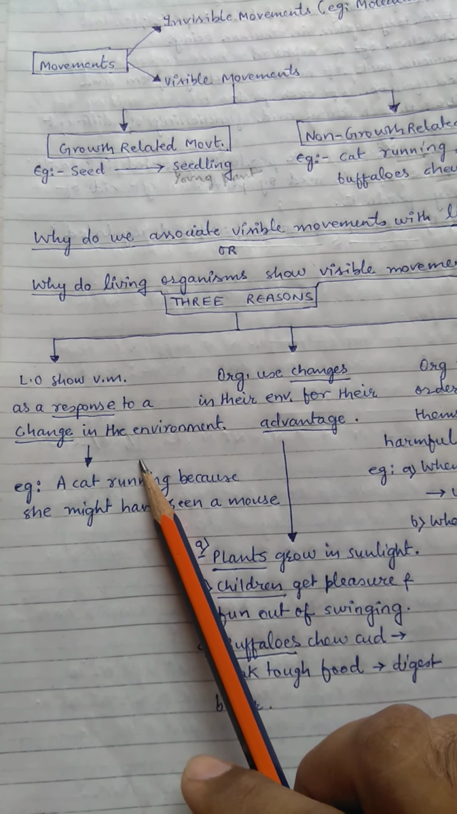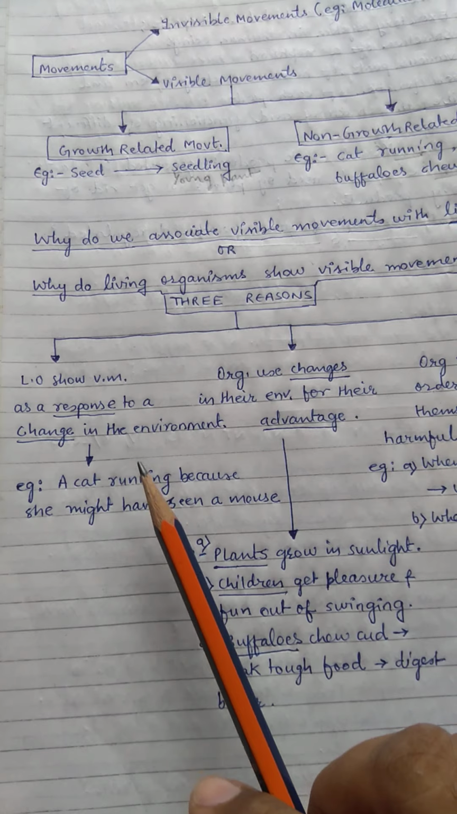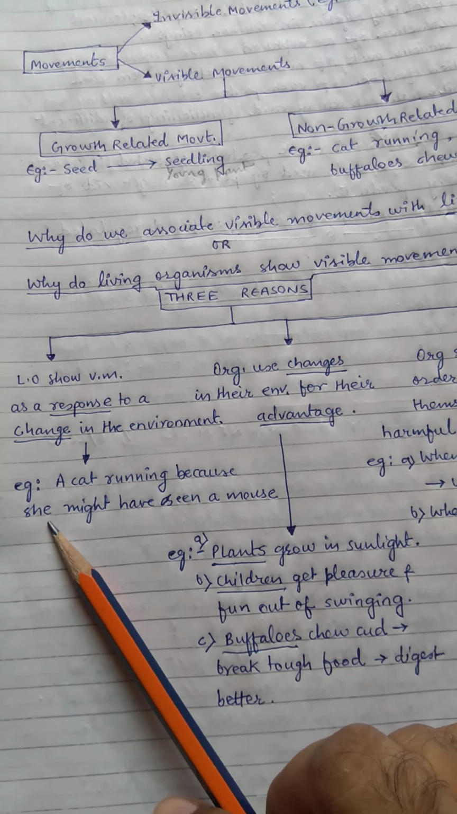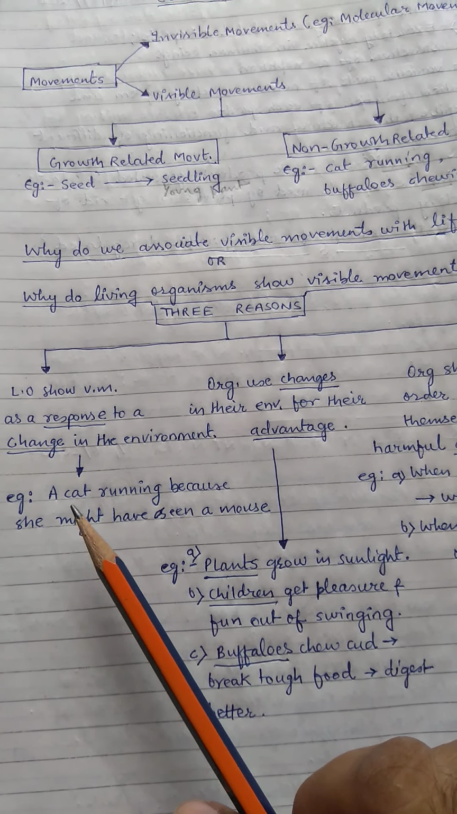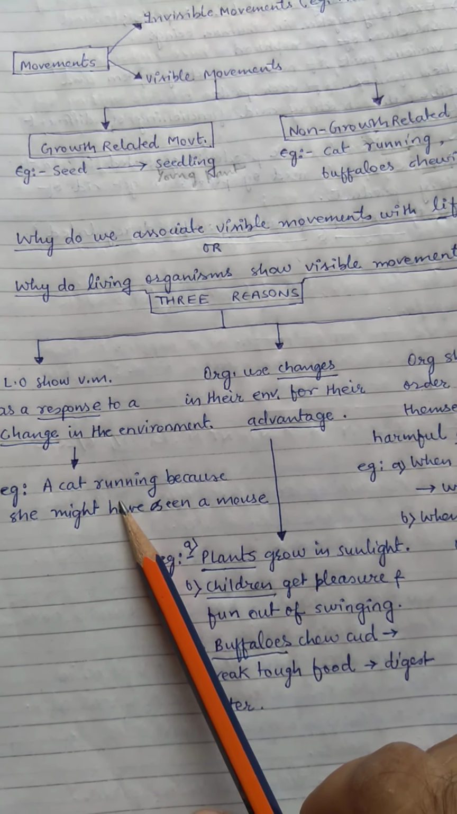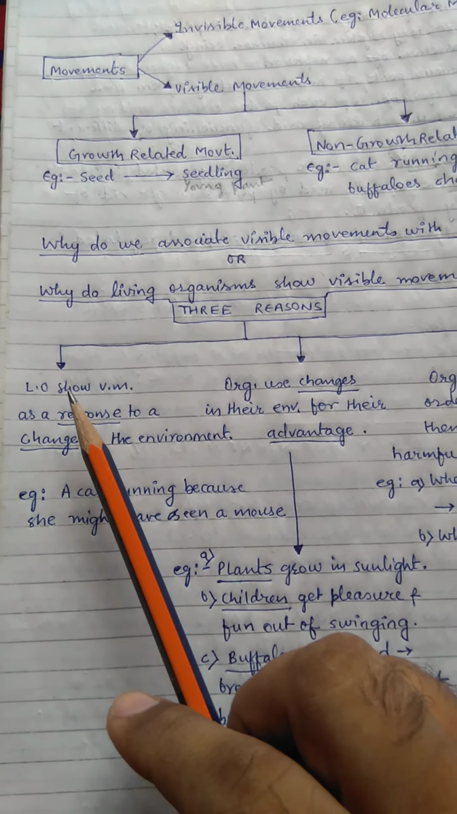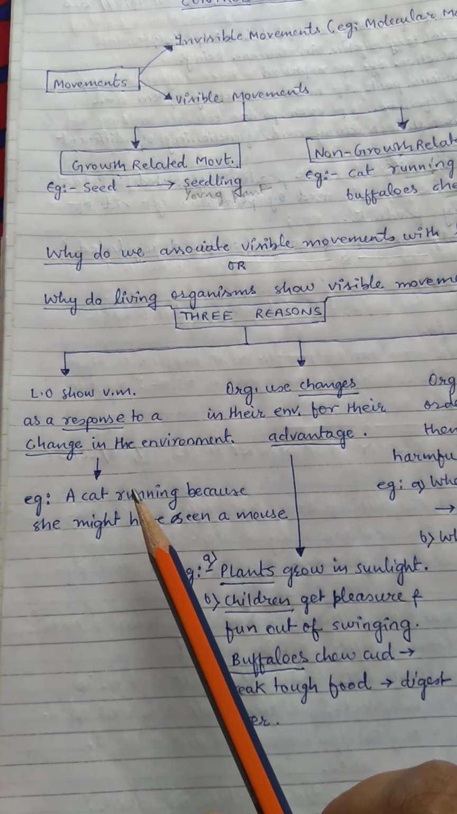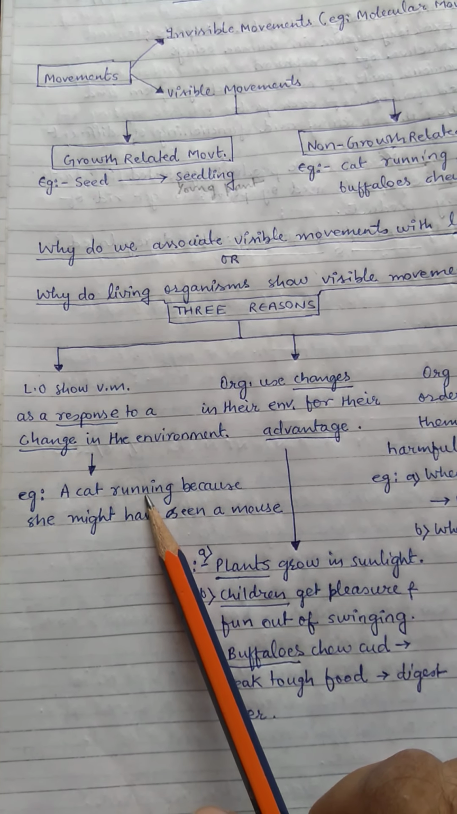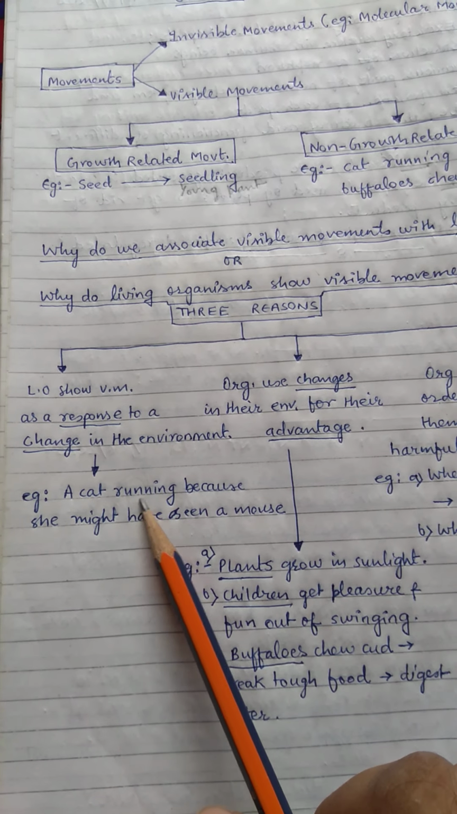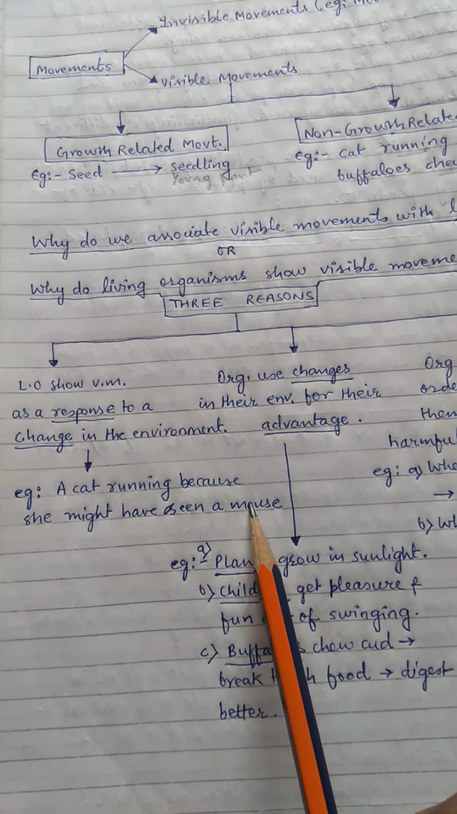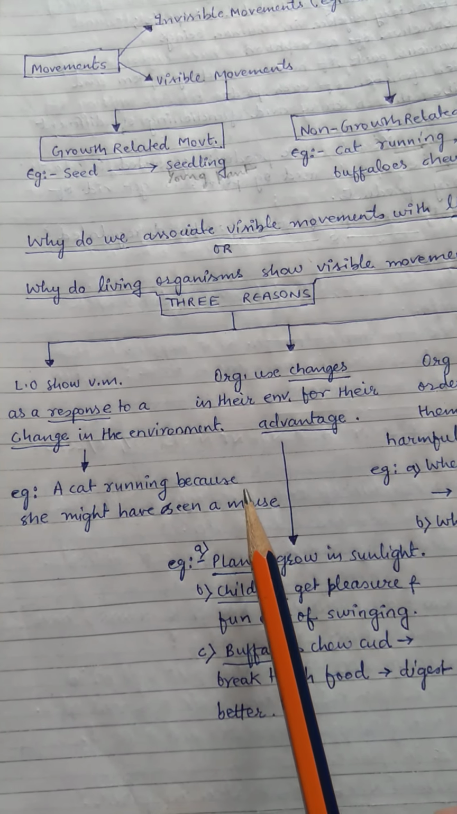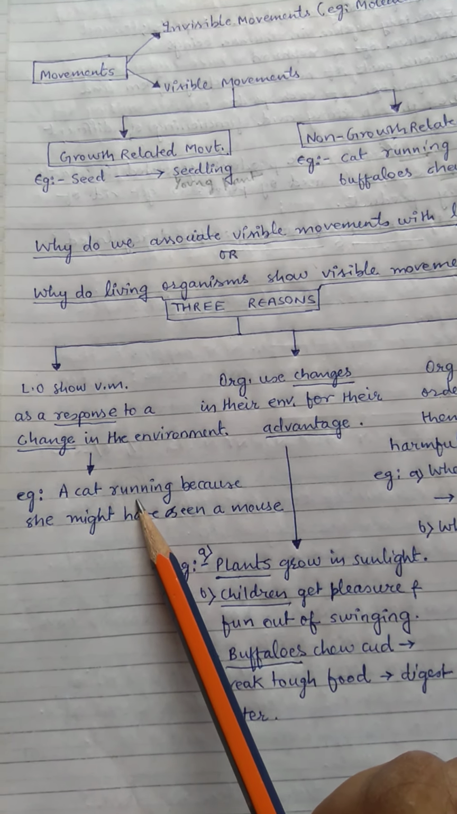Now the question is why that cat may be running? The answer may be that there might be a mouse, and by seeing that mouse, the cat is running. So in this case, the living organism cat is showing a visible movement called running. The reason is because there has been a change in the environment, a mouse has come into the view field. So by seeing that mouse, the cat has started running.